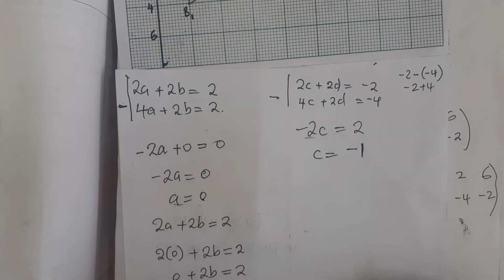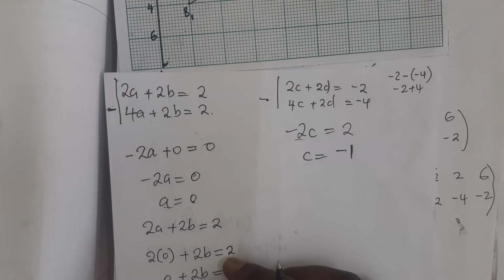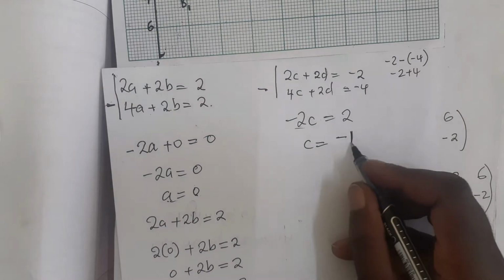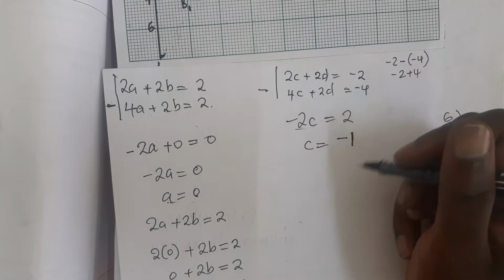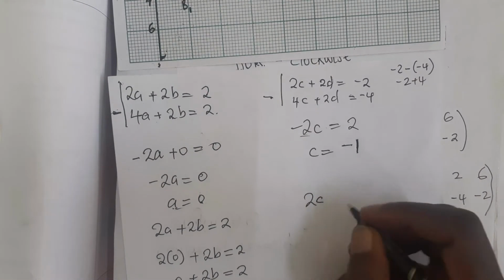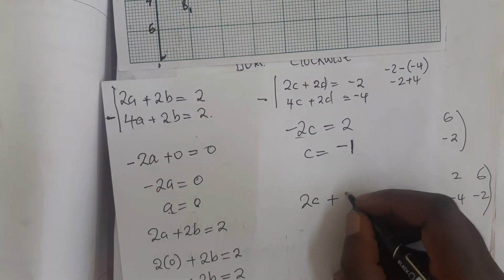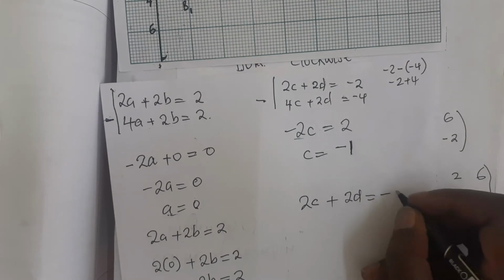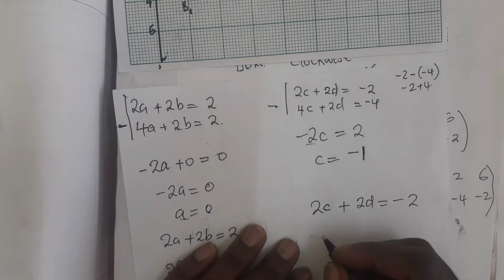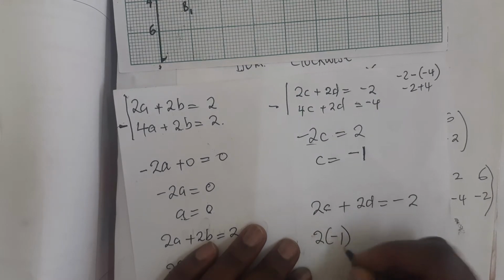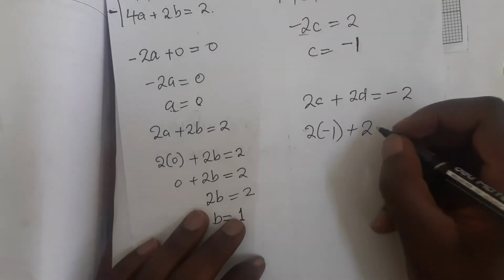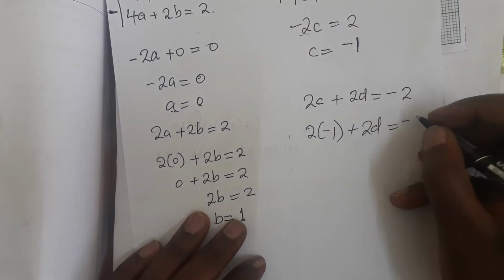Now you remember, we repeat the same process that we've done on this side. What are we supposed to do? Where we have c in the first or second equation, we need to put negative 1. So we say 2c plus 2d is equal to negative 2. So here I'm going to put negative 1: 2 times negative 1 plus 2d is equal to negative 2.